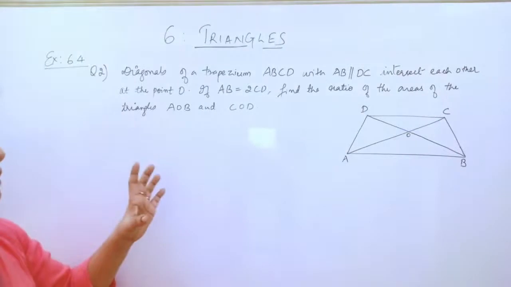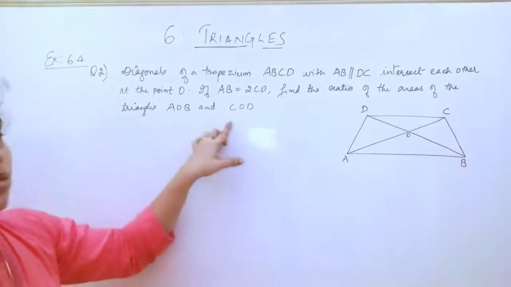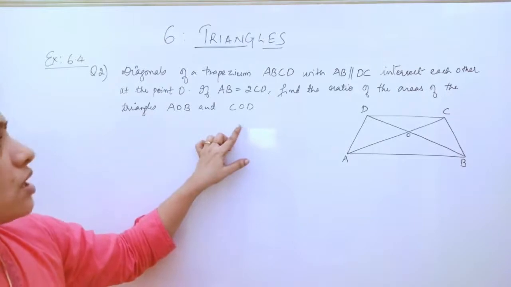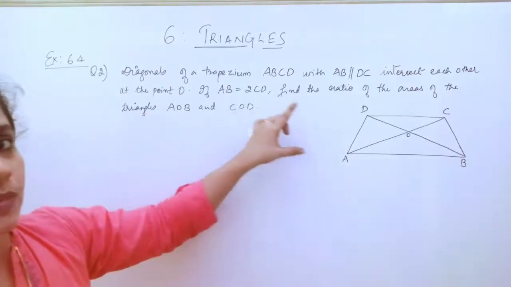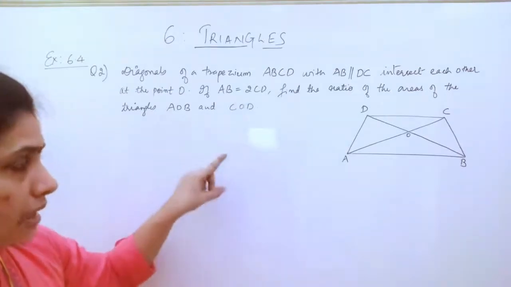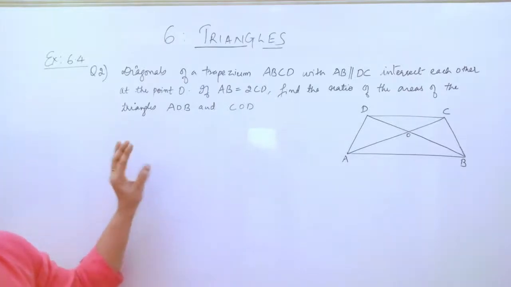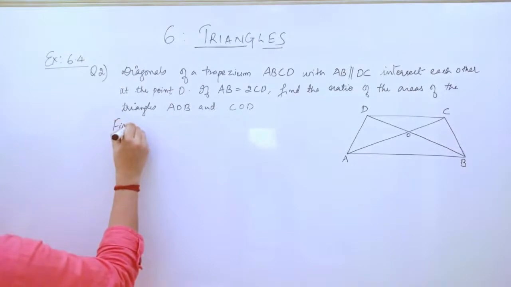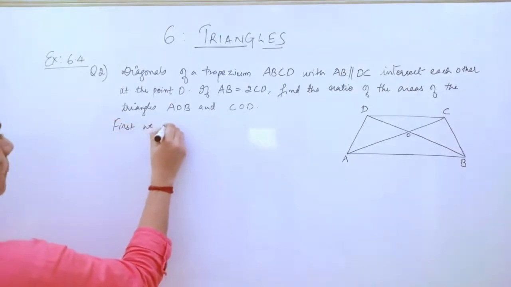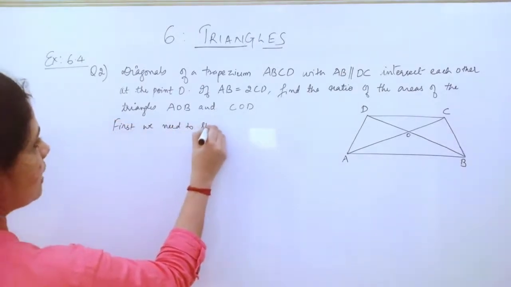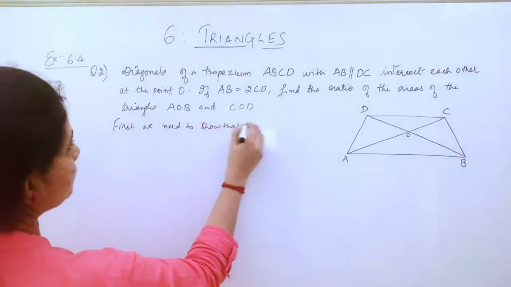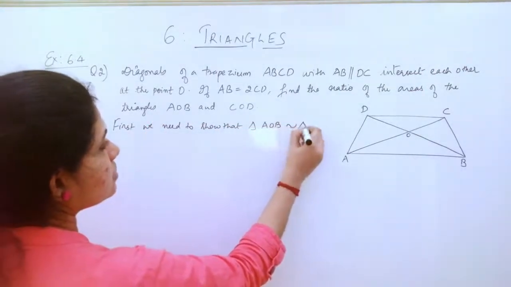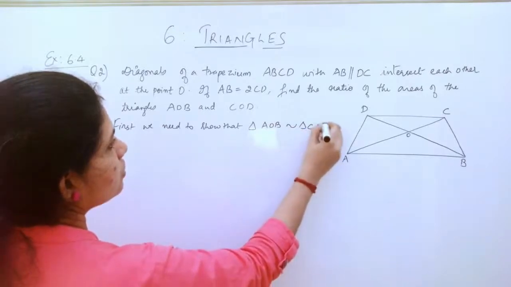So according to the theorem, the ratio of the areas of the two triangles will be equal to the square of the ratios of the corresponding sides. In order to take that concept, first we need to show that the two triangles are similar. First we need to show that triangle AOB is similar to triangle COD.